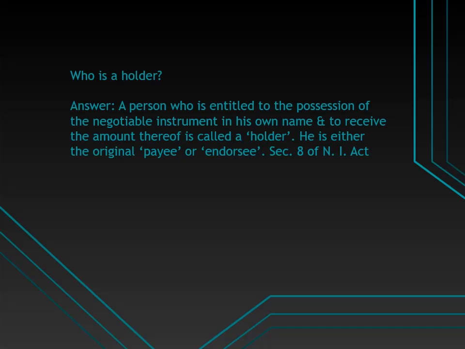Who is a holder? Answer, a person who is entitled to the possession of the negotiable instrument in his own name and to receive the amount thereof is called a holder. He is either the original payee or endorsee. Section 8 of NI Act.